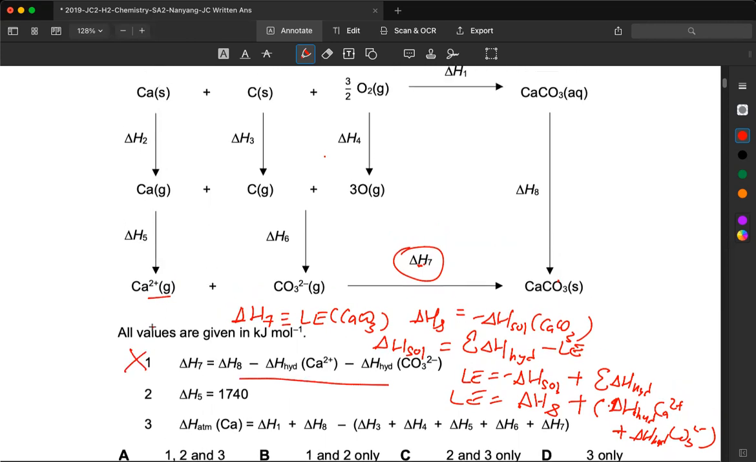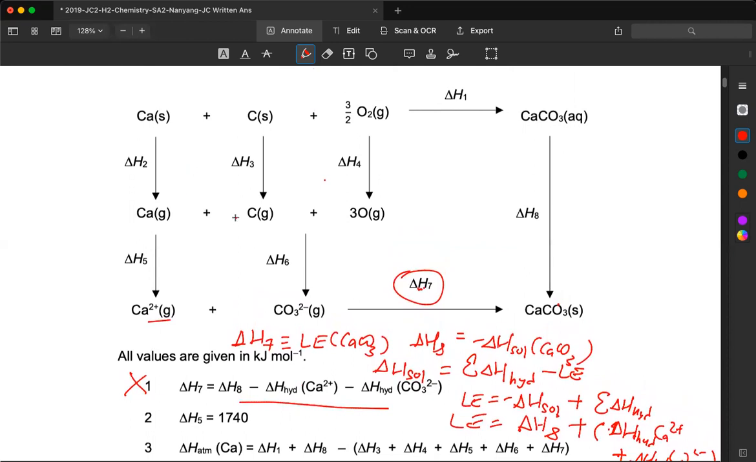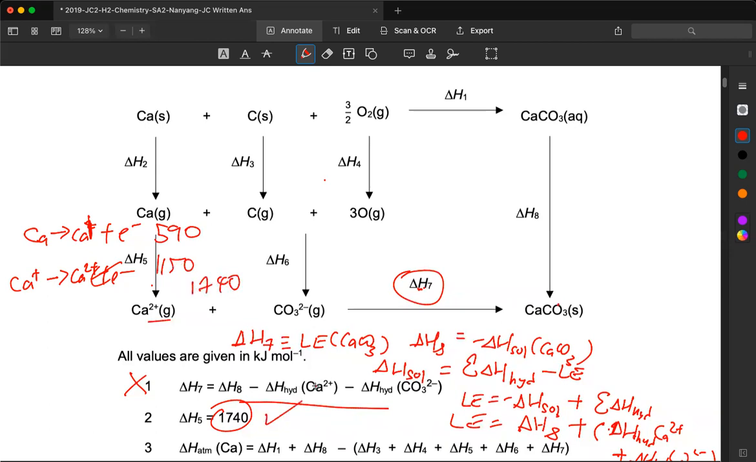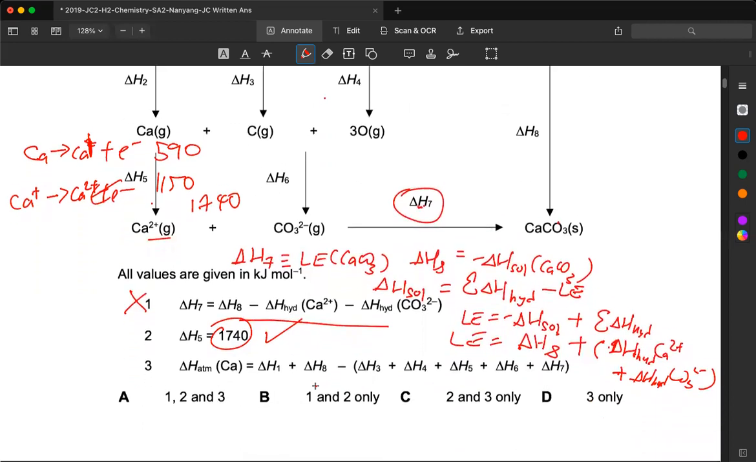And for statement 2, you need the data booklet. Statement 2 says this one is equal to 1740. Let's check. This is ionization energy. Ca+ plus e-, Ca+, the second IE, 2+ plus e-. So you find the IE of calcium. The first one is 590, the second one is 1150. Add together 1740. It's correct, kilojoule per mole. So statement 2 is correct.